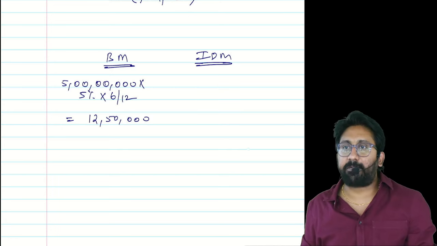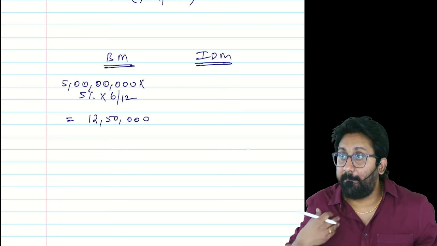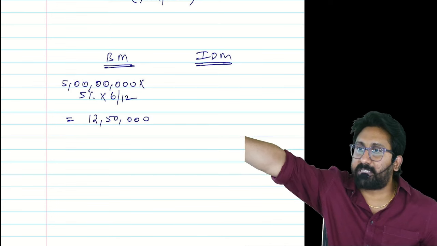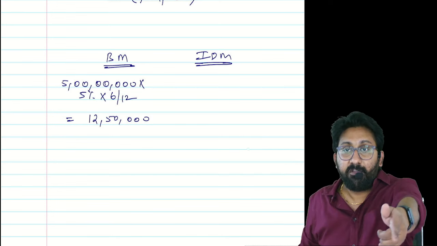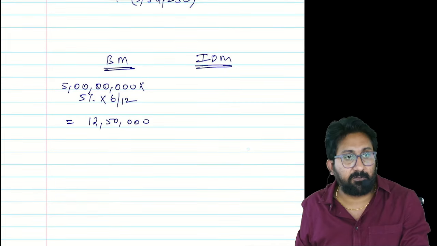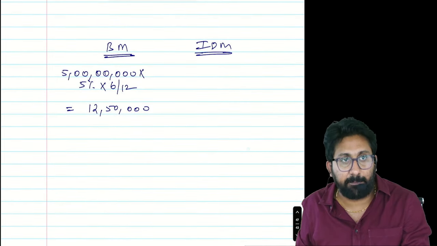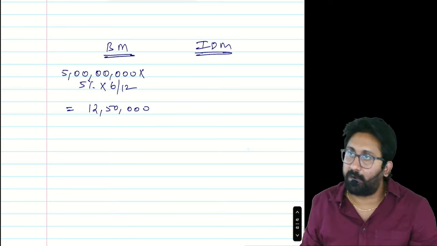5%. I borrowed at 5%. Am I happier or unhappier? Happy. Though I locked at 6.417, I am still borrowing at how much rate? 5%. I borrowed at 5%, 12,50,000. This is the interest I will pay for the 6 months period. Understood the point or not?